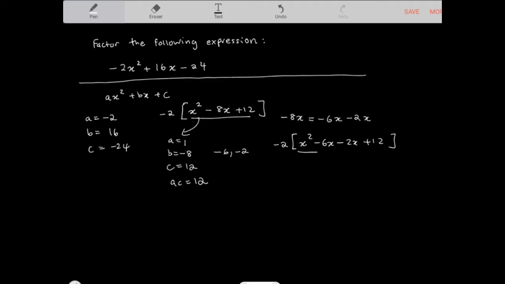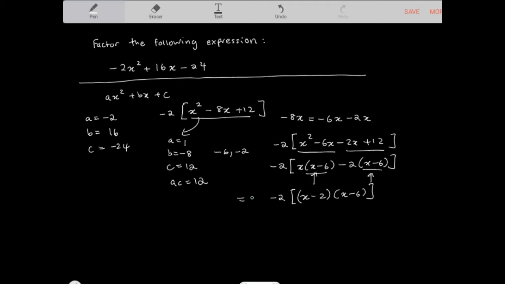Okay, then I want to factor the first two terms and the last two terms. So we get negative 2 x minus 6 minus 2 x minus 6. So once we notice that the two factors are the same, we know we're doing it right, and we can factor by grouping. So we get negative 2 x minus 2 times x minus 6. And this is our fully factored expression.